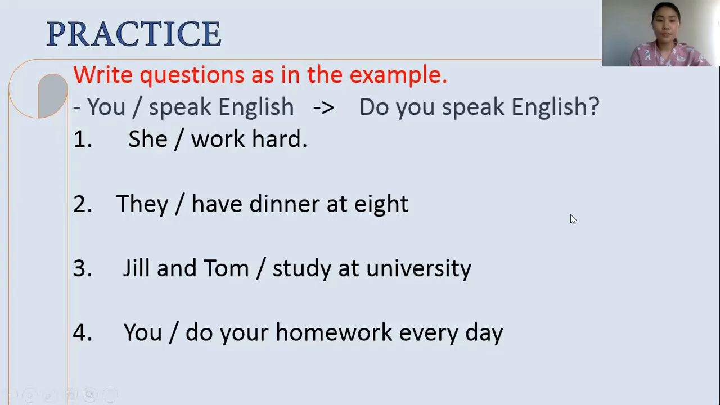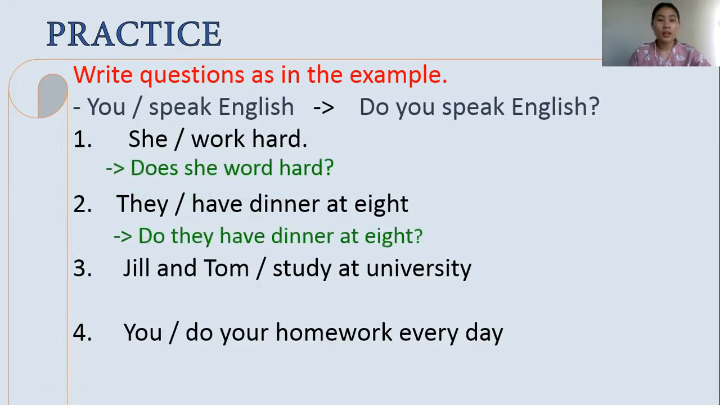Okay, they have, in the affirmative, that's the affirmative verb. But when it comes to the questions, you will use do. Do they have dinner at 8? Okay.